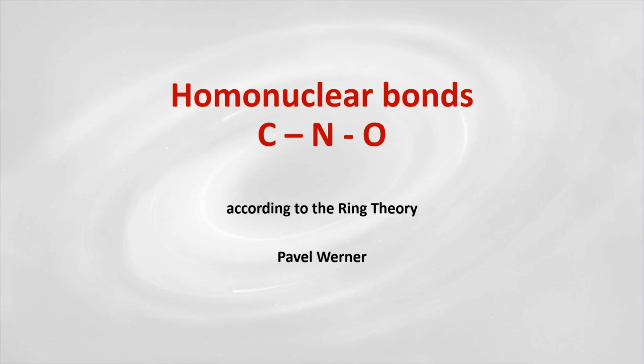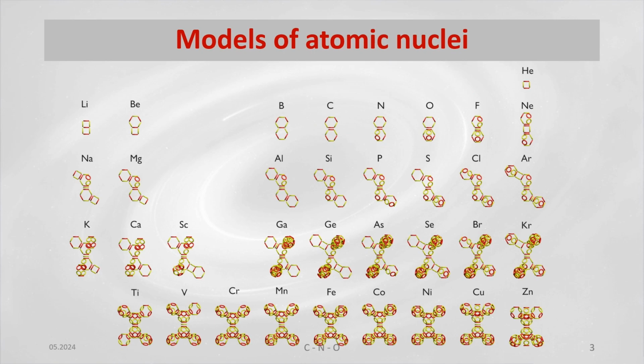This work builds on the previous introductory descriptions of models of the structure of matter using the toroidal element. In this work, we will show models of carbon, nitrogen and oxygen atoms and some of their homonuclear bonds. As mentioned in previous works, the structure of the atomic electron shell depends on the structure of the atomic nucleus.